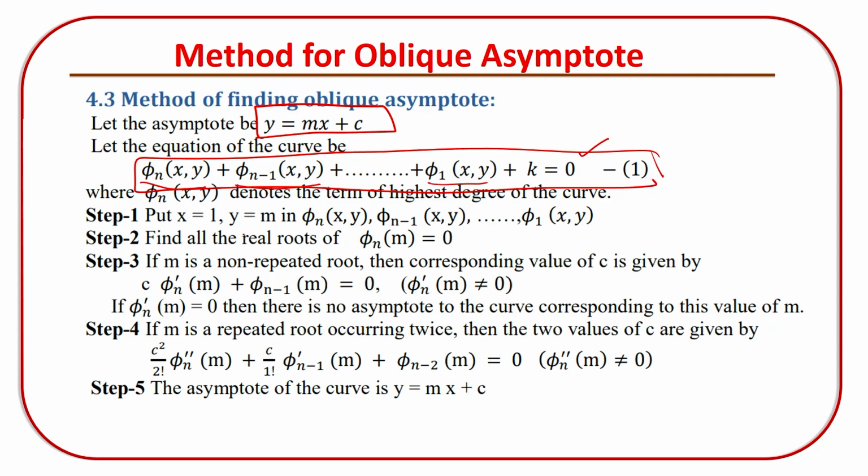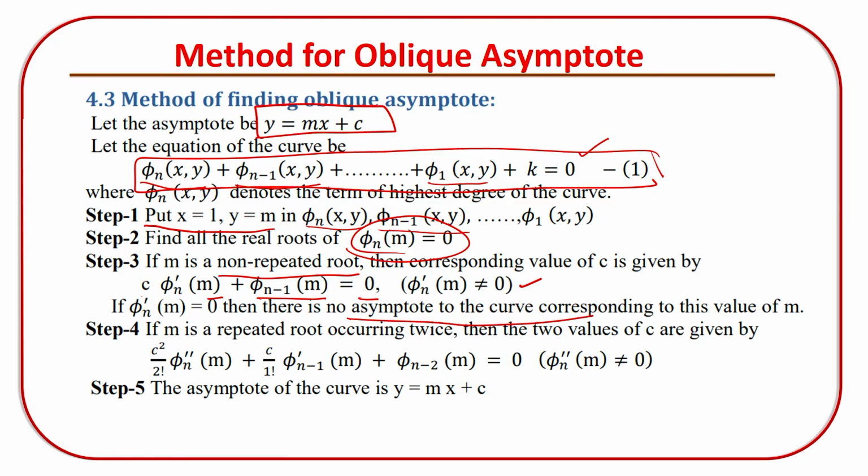Put x equal to 1 and y equal to m in phi n (x, y). You will find one equation in m, right, because you are putting x equal to 1 here, and find all the roots of phi n (m) equal to 0. If m is a non-repeated root, then the corresponding value of c is given by c phi n dash (m) plus phi n minus 1 (m) equal to 0, where phi n dash (m) is not equal to 0, right. If phi n dash (m) equal to 0, then there is no asymptote, right.